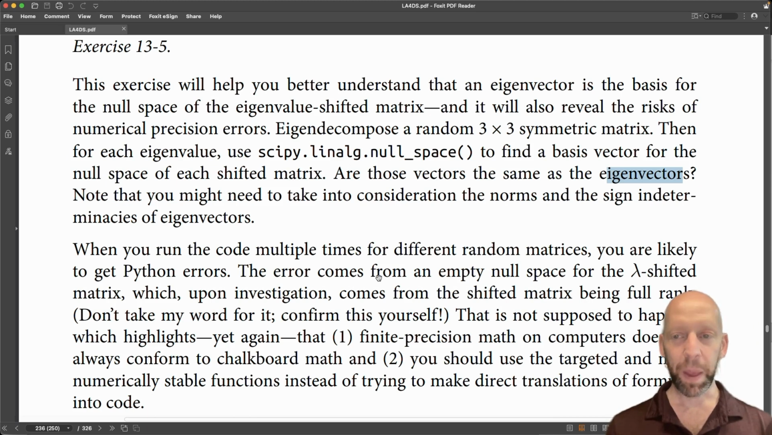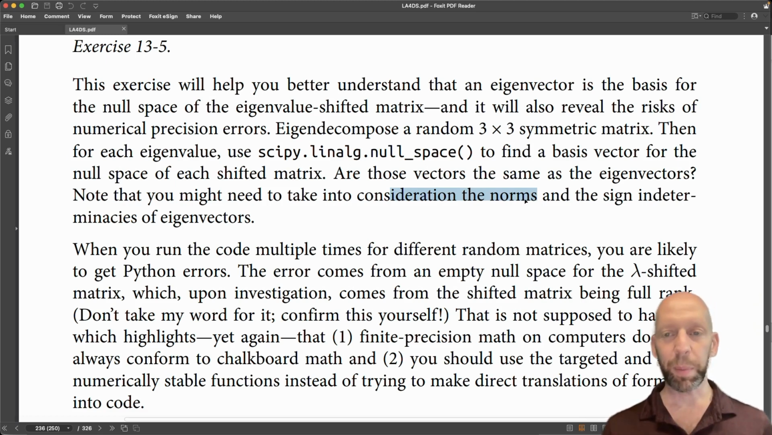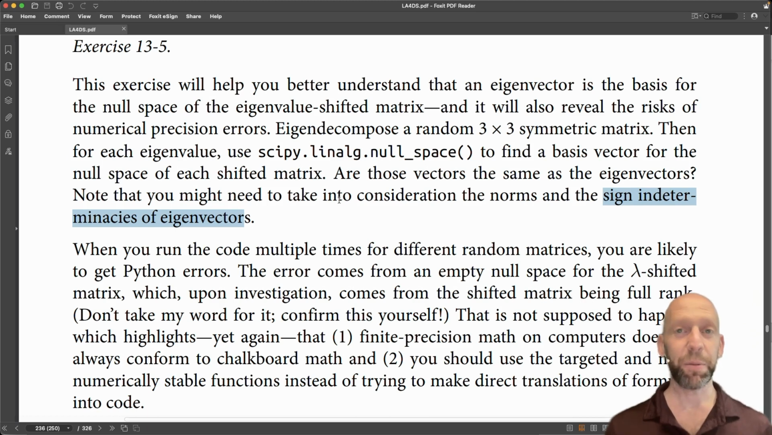Okay, and then let's see. You have to take into consideration that the vector values themselves might not be identical, but you do expect them to be in the same direction. So the norms could be different. There could be sign indeterminacies. So you're going to have to figure out a way to deal with that when comparing the output of this function to the output of the numpy.linalg.eig function for this matrix.